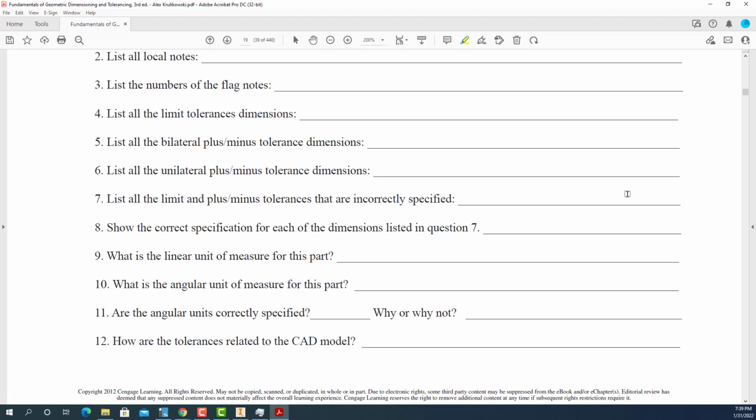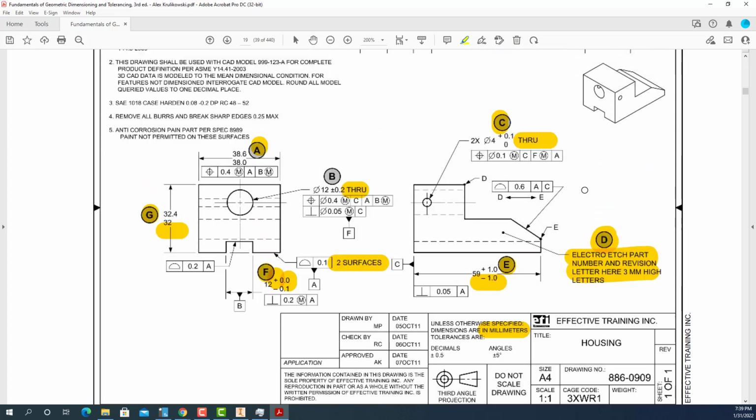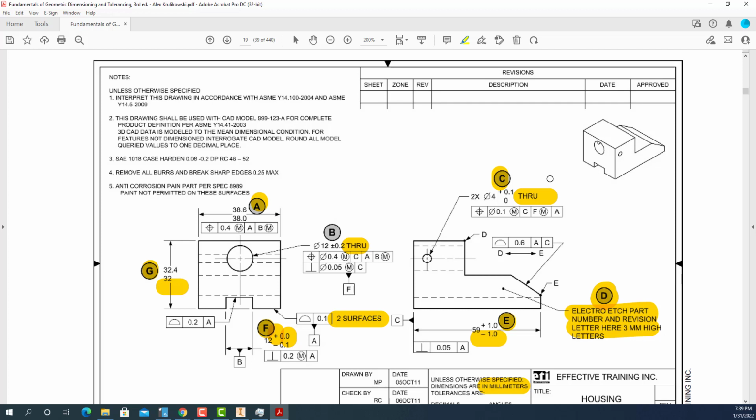How are the tolerances related to the CAD model? You guys see anything that says that? Yeah, there you go. It says round all queried values to 1 decimal place. So if they go into the model and measure something, they round everything to 1 decimal place. 3D CAD model is modeled to the mean dimension. For features not dimensioned, interrogate. That looks scary to me.